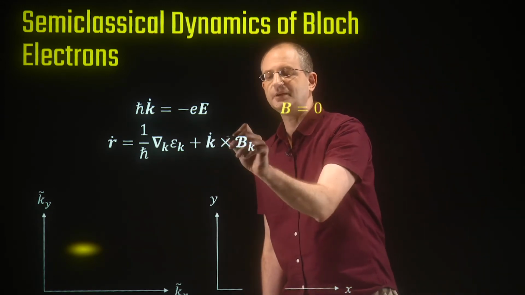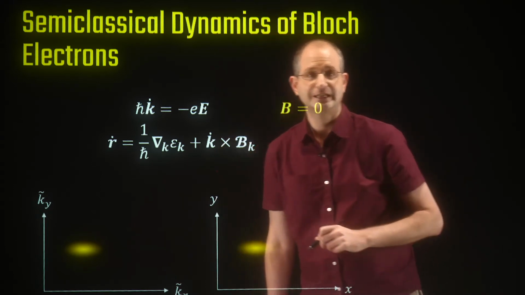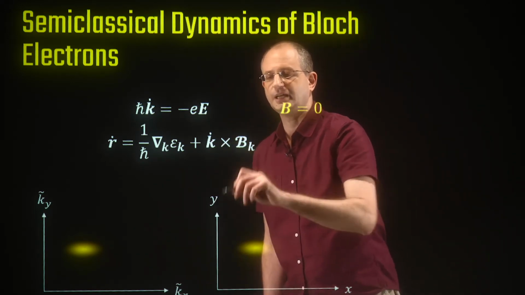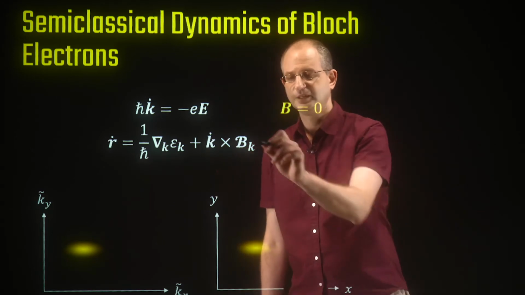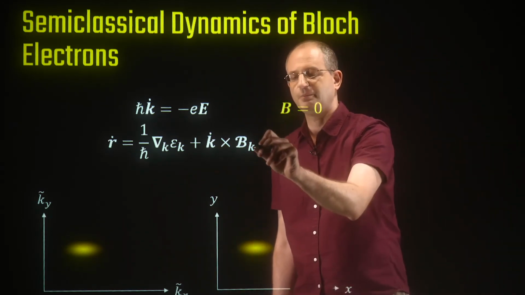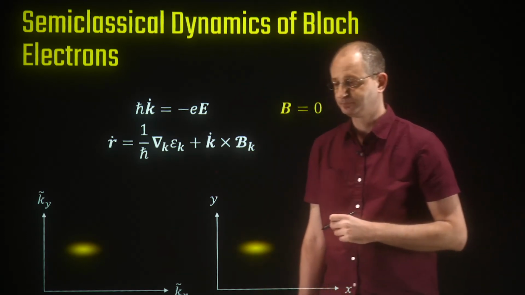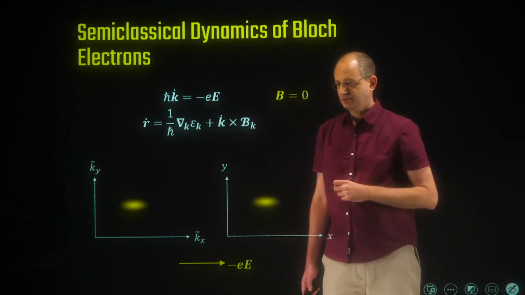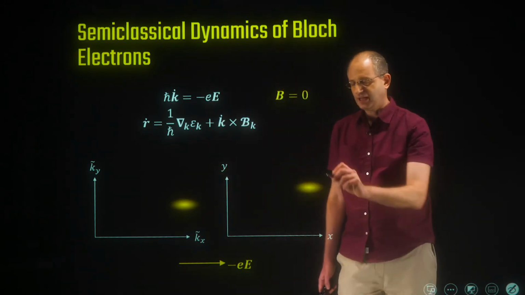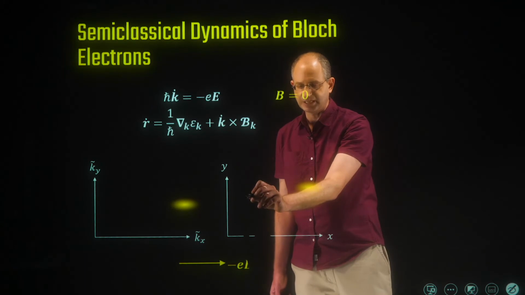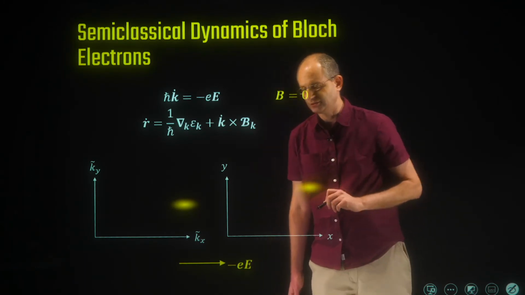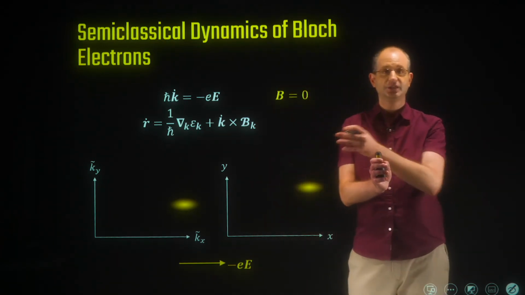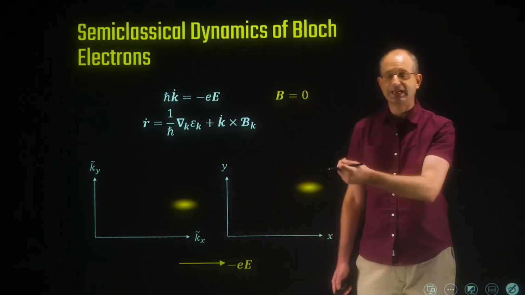And notice that the anomalous velocity is actually perpendicular to the direction of the electric field, because k dot is essentially proportional to E, and this is a vector product. B is the Berry curvature, which is always perpendicular to the plane of the motion. So as we apply an electric force, say in the plus x direction, the kinetic momentum is changing along x, and the velocity has two components. One is along the direction of the electric field, but another is actually perpendicular to it. So the electron is actually going to deflect at an angle to the direction of the applied electric field.